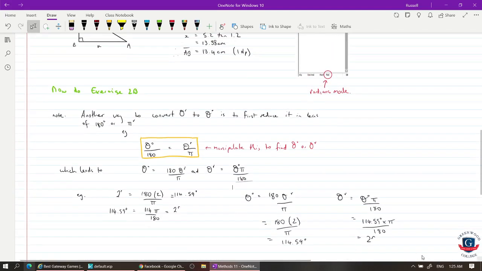All right, thank you. That's all for this. And then in the next exercise we'll use radians for sectors, segments, and arc lengths.